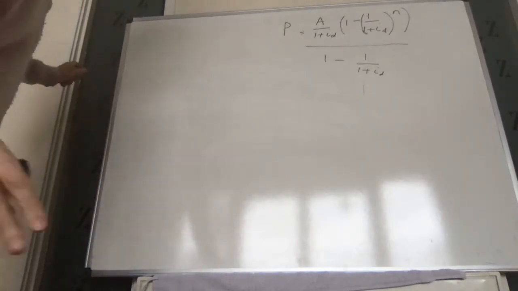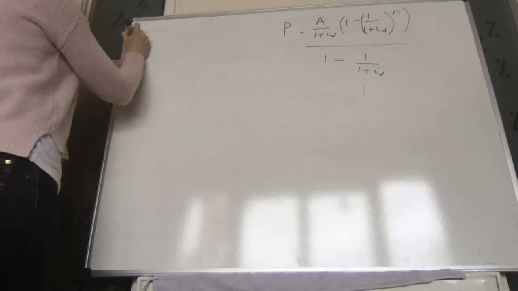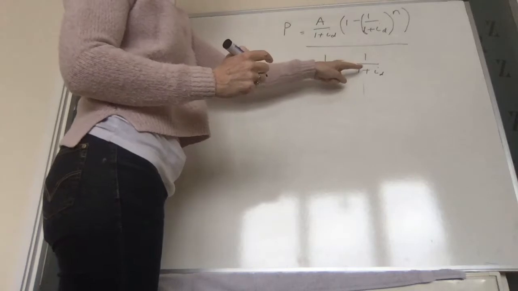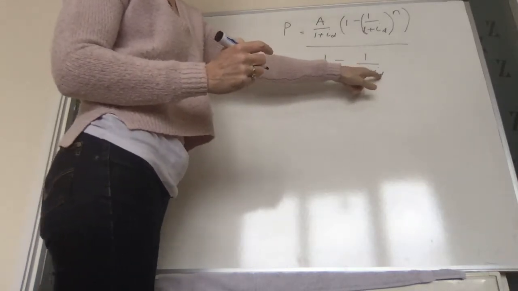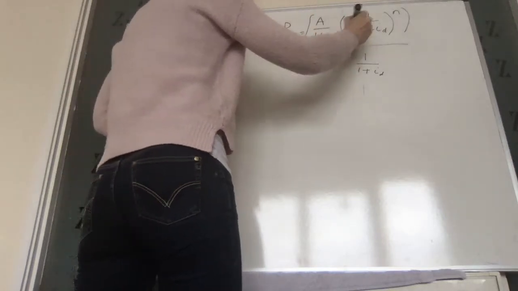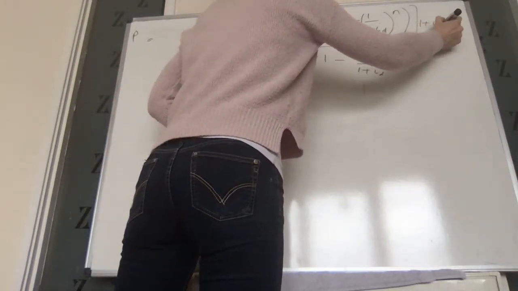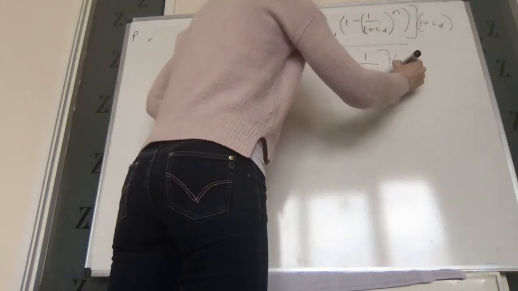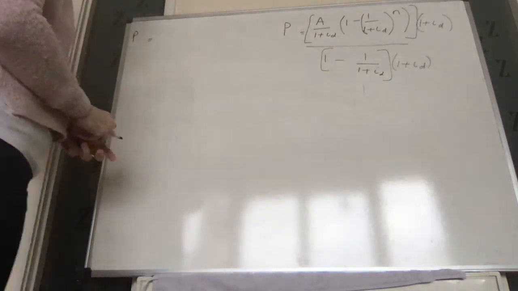Okay. Now we need to get A on its own. So we start by, first of all, just multiplying the top and the bottom of this fraction by 1 plus I as a decimal. Okay, so we're going to multiply the top by 1 plus I as a decimal, and we're going to multiply the bottom by 1 plus I.